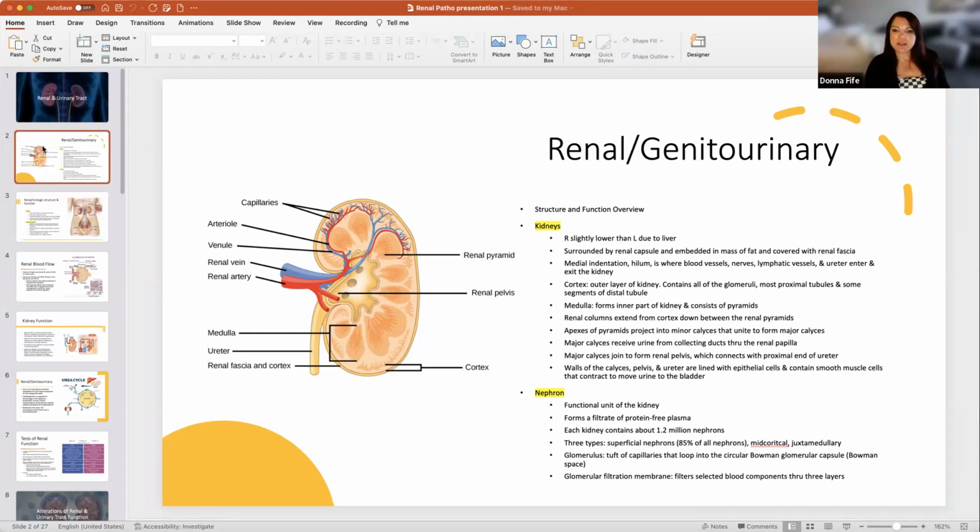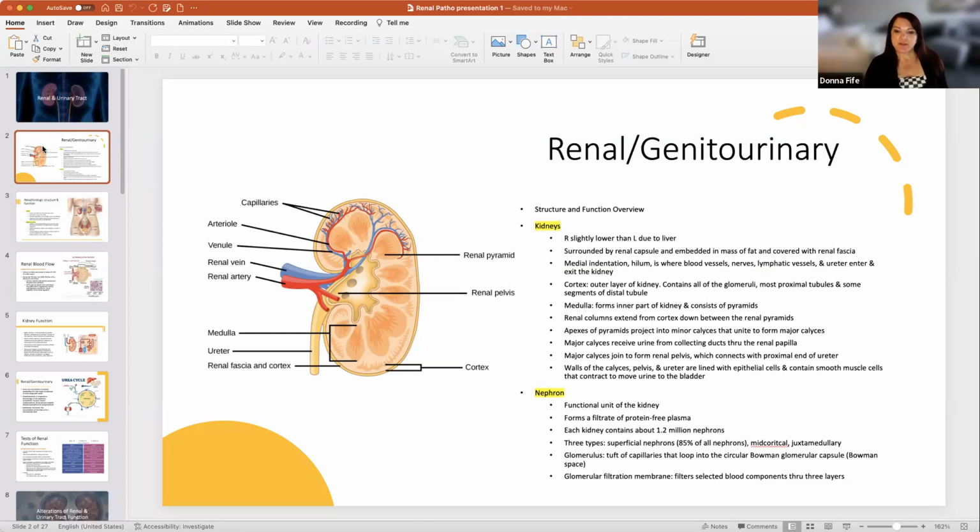There's a medial indentation, the hilum. This is where the blood vessels, nerves, lymphatic vessels, and ureter enter and exit the kidney. The cortex is the outer layer of the kidney, and this contains all the glomeruli, most proximal tubules, and some segments of the distal tubule. The medulla forms the inner part of the kidneys and is composed of pyramids. The renal columns extend from the cortex down between the renal pyramids.